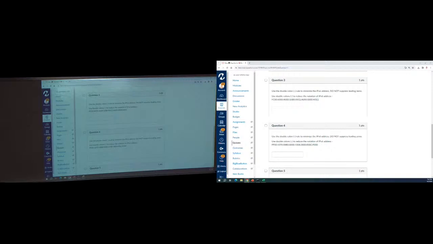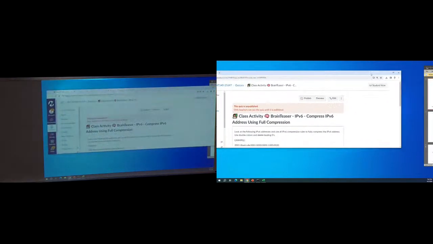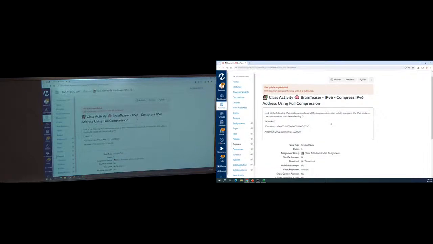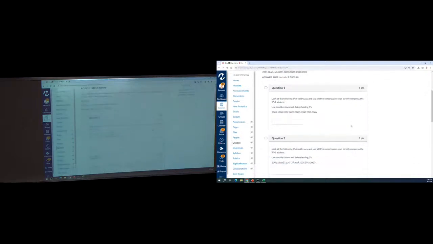How'd it go? Okay. Now we're going to do full compression. So we're adding it all together. Okay, we're doing full compression. So you're going to make this address as small as possible. You're going to omit the leading zeros, and you're also going to use the double colons.